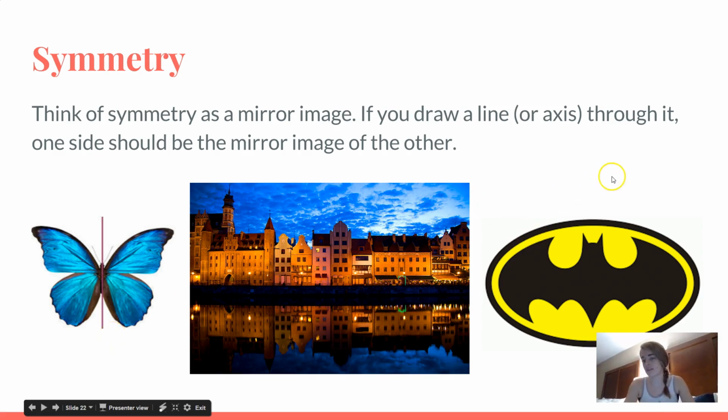Same thing with the Batman symbol over here. If we drew a line straight down the center of it, it would fold up exactly. The picture of the city here actually feels a little different because it's sideways. So we would have to draw a horizontal line because it's reflecting off the water, but it's still symmetrical. Doesn't matter where the line goes as long as you can draw a line somewhere and create symmetry.